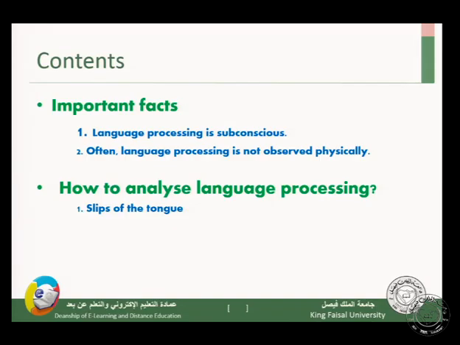If we say that language processing is not observed physically, you cannot see how language is processed inside the human brain, then how do psycholinguists analyze language processing? How do they study language processing if it is mind internal? We are going to see one of the widely common methods, which is slips of the tongue, and in the next lecture, lecture number 3, we're going to discuss another method. So for today we're just going to discuss slips of the tongue. Okay?